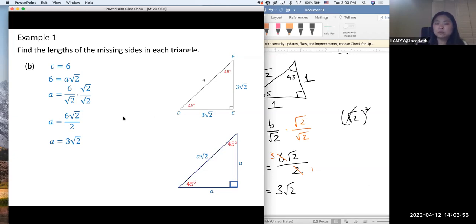Okay, one more time. This is the example for the 45, 45, 90 special triangle. I need you guys to remember all these three sides. Okay, a, a, and a square root 2.